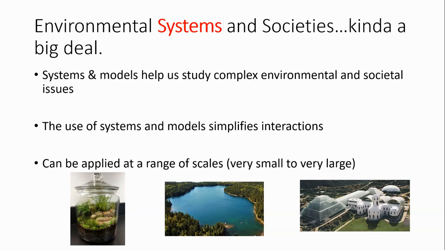The use of systems and models is really about simplifying interactions, and it can be applied at a range of scales. Here are some examples. This would be a really small scale, a terrarium. This would be a closed system, but we could study interactions in something like this. This would be a larger scale, an ecosystem, like a lake you could study. And here we have a closed system again, but a lot larger, almost like a little biodome. So know that models can be very small or very large.